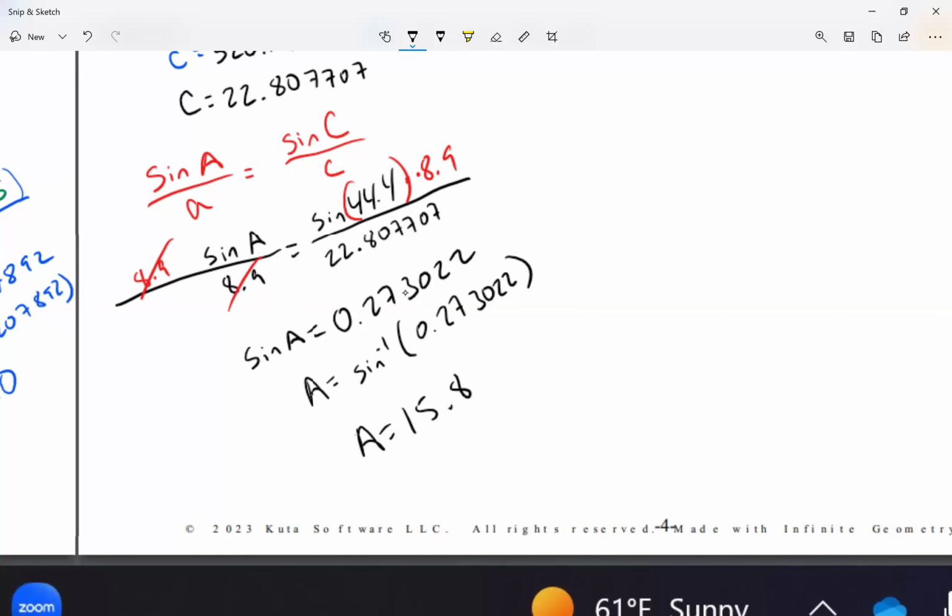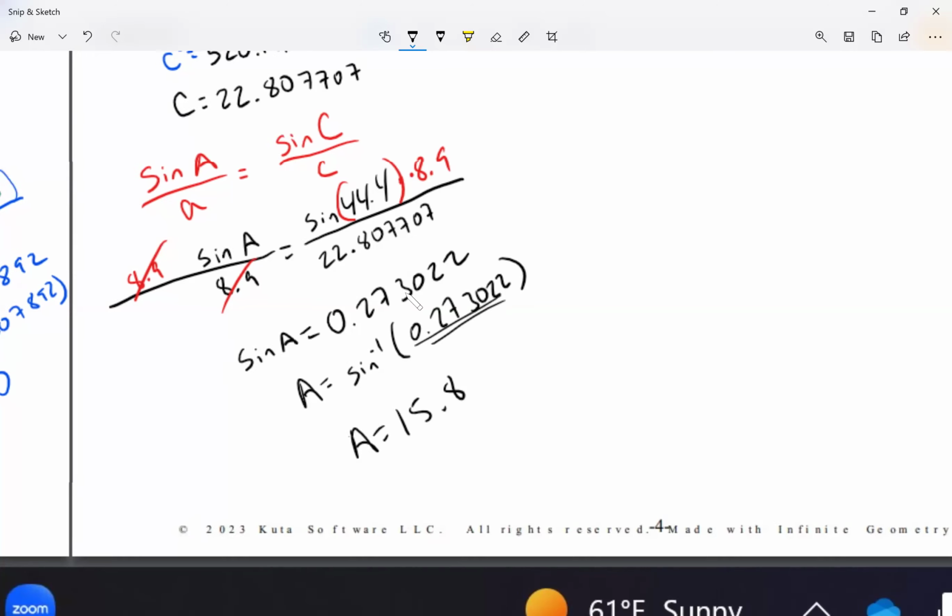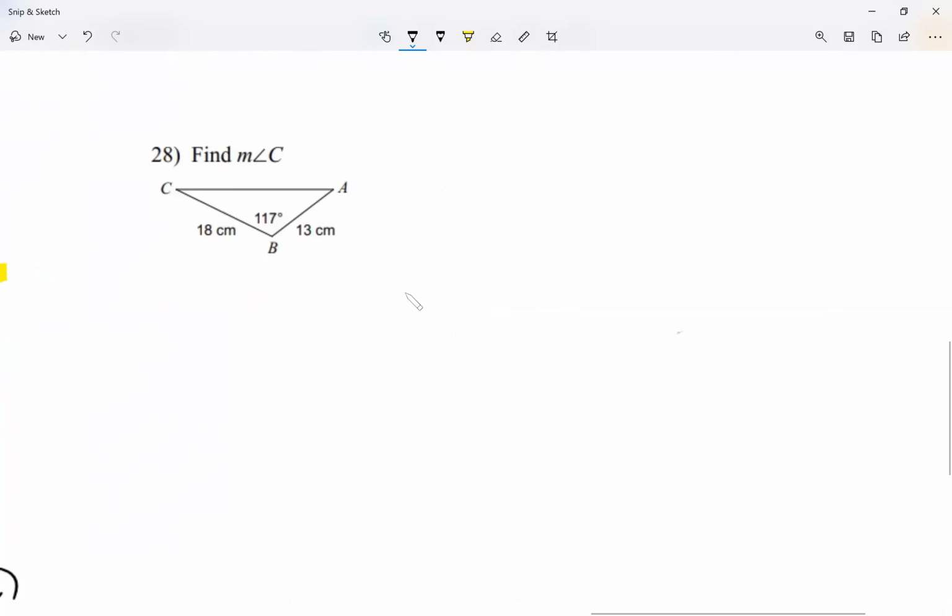And I'm going to say, to be honest, the answer is 15.9. The thing is, because I rounded here, my rounding is actually what messed it up. Don't round in that. That should give you a more accurate answer.